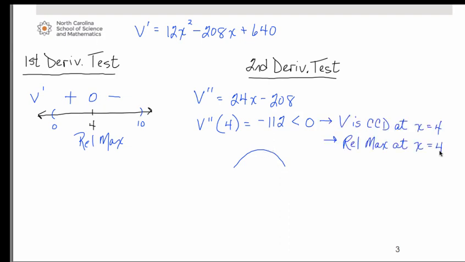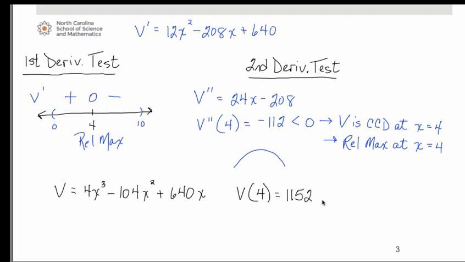Now that we have proven we have a relative maximum at x equals 4, we can substitute 4 into our original function to arrive at the maximum volume that we are seeking. Recall the cubic polynomial, that was our volume formula. If we substitute 4 into there, we get 1,152. This is a volume measurement, so remember the units of measure would be cubic units. Therefore, our answer would be 1,152 cubic inches, or of course, you can do inches cubed.